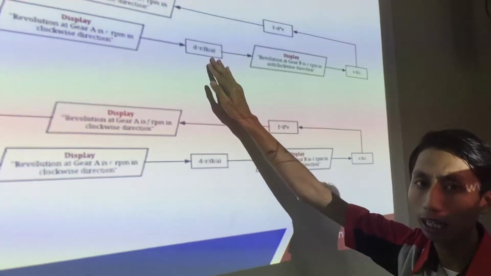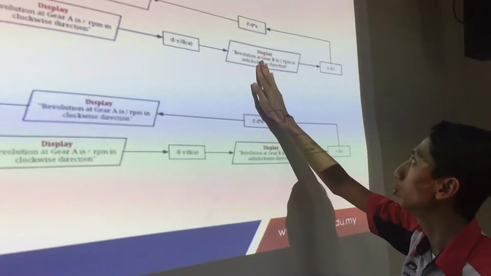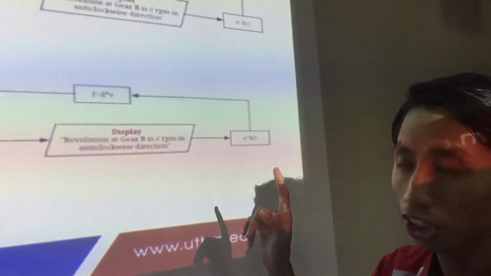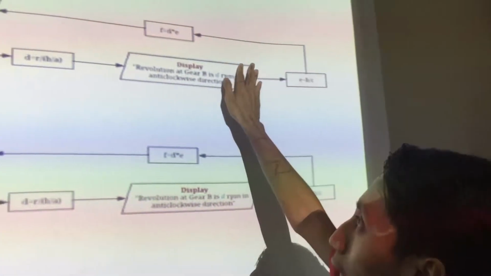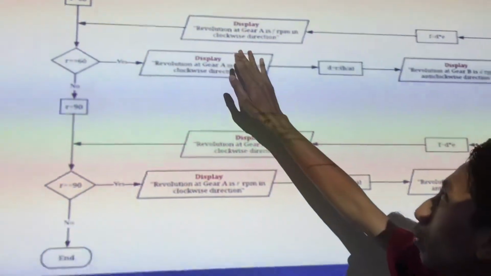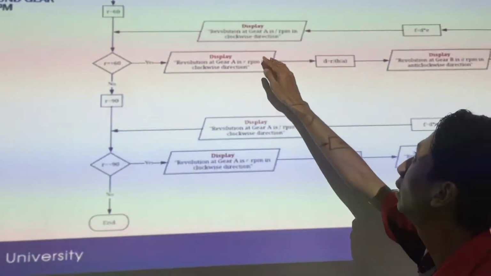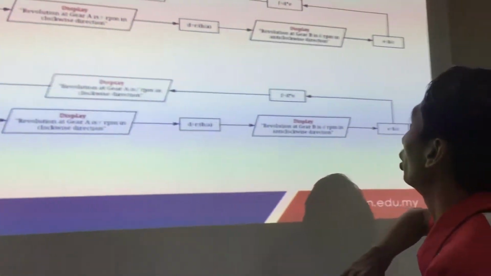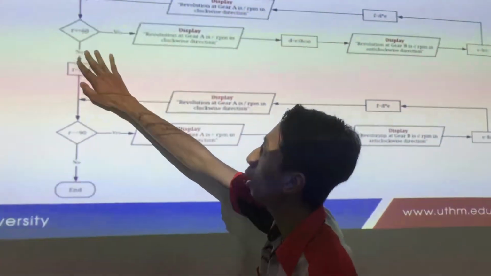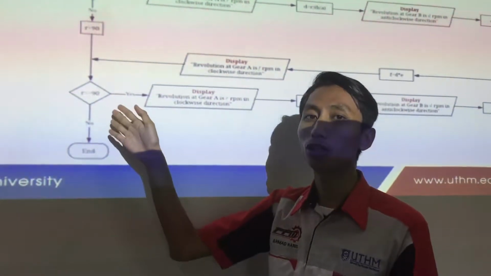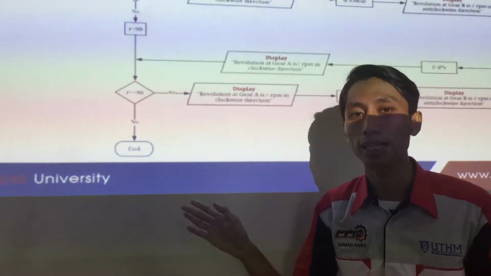Next, we go to the operation. Then we display gear B, which is in the anti-clockwise direction. This one is the process. Until the last one, we get the answer that displays how many RPM gear C has in the clockwise direction. We continue the process until R is not equal to 90, and then the process ends.